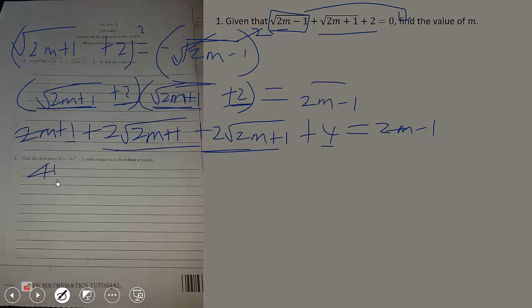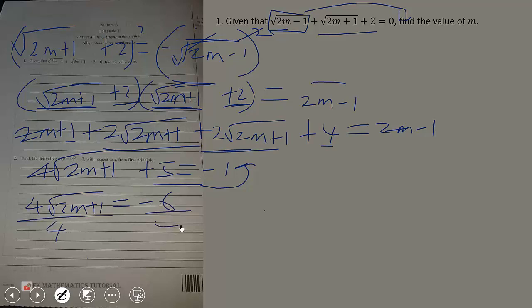So we get 4 root 2m plus 1 plus 5 is equal to negative 1. Now I can send the 5 to the other side, so that we get 4 root 2m plus 1 is equal to negative 6. We can divide through by 4. So we get square root of 2m plus 1 is equal to negative 3 over 2.